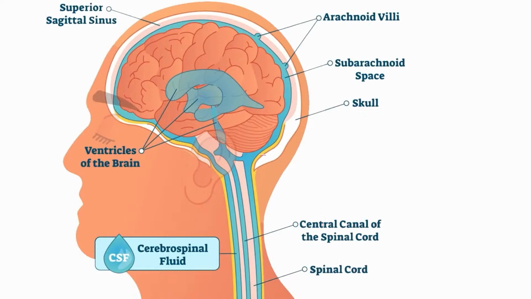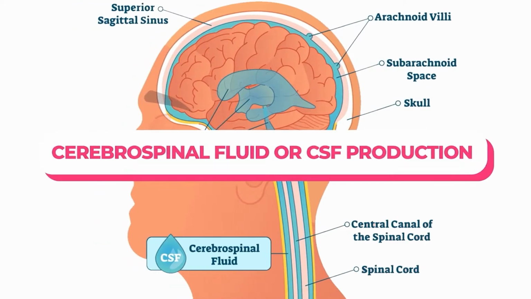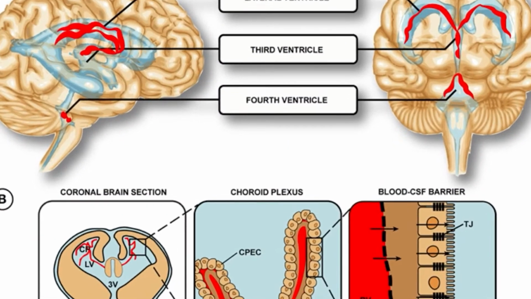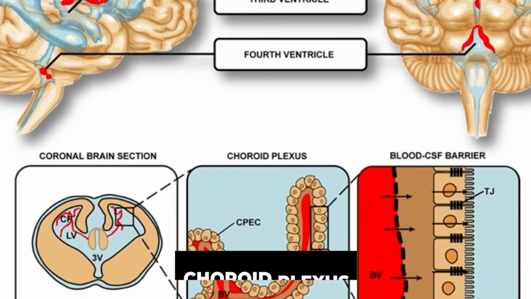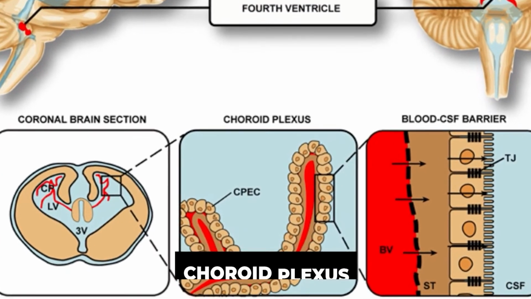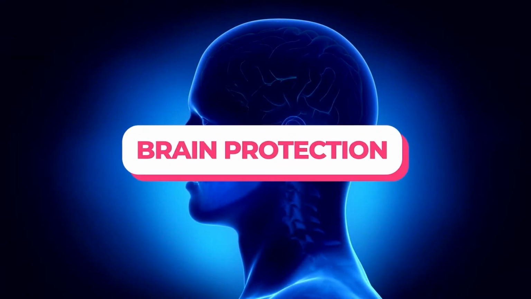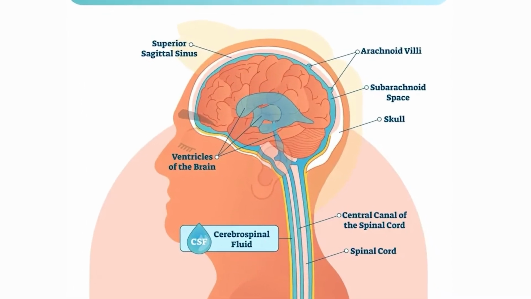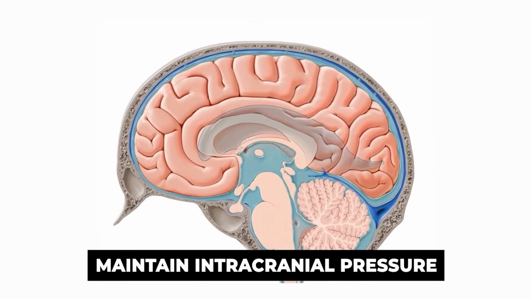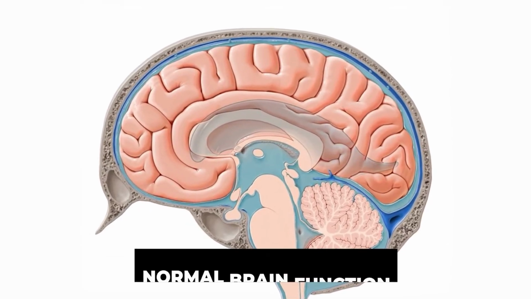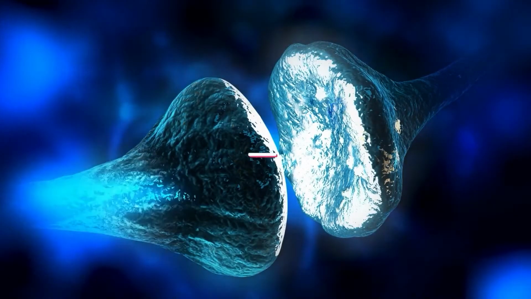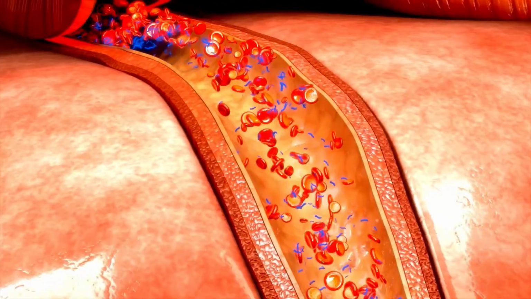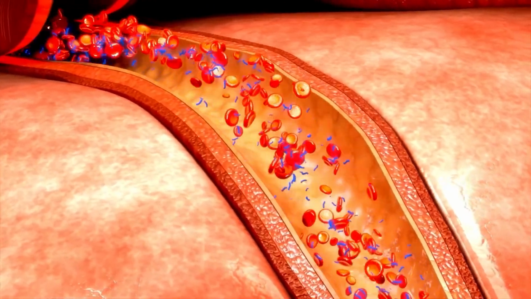Function. Cerebrospinal fluid, or CSF, production. The ventricles are lined by ependymal cells, and within the ventricles, specialized structures called choroid plexuses produce CSF. Brain protection. CSF acts as a cushion, providing a protective layer for the brain against trauma. The fluid also helps maintain intracranial pressure, which is crucial for normal brain function. Nutrient and waste transport. CSF facilitates the exchange of nutrients and waste products between the brain and the blood.